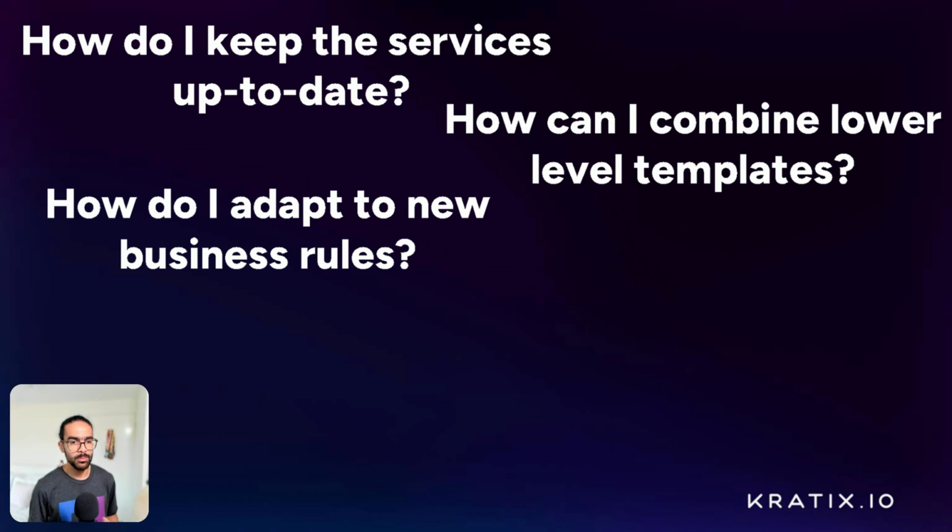How do I adapt to new business rules? So if tomorrow someone comes and says, here's a new rule, you should all comply. All the services need to look like this. How do you go about and change all of those resources that are already deployed?